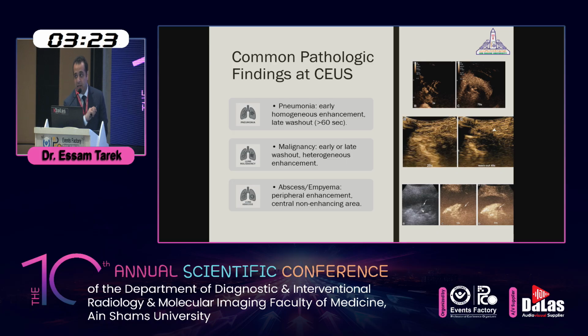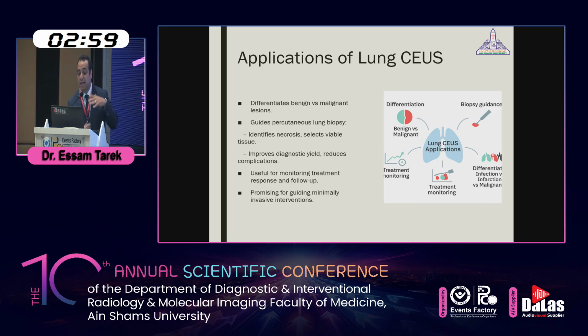For malignancy, as in any contrast-enhanced study, we have early washout with an early homogeneous enhancement. For an abscess or empyema, we have ring enhancement. We have a peripheral enhancement, while the center will not enhance. Again, for the sake of time, I'm just going to mention the applications of lung contrast-enhanced ultrasound.